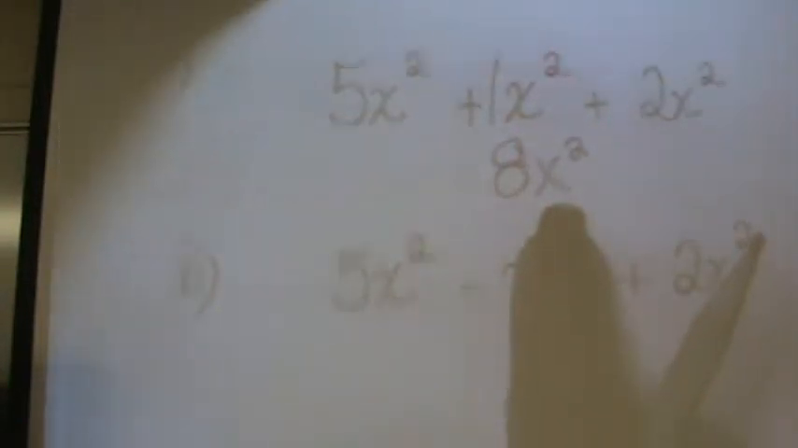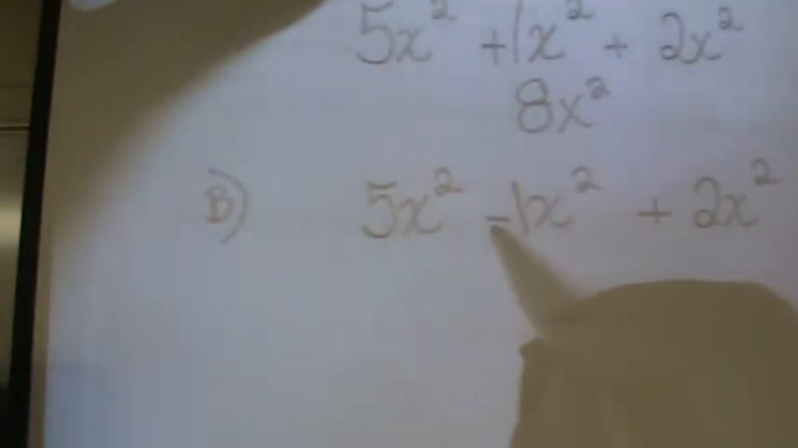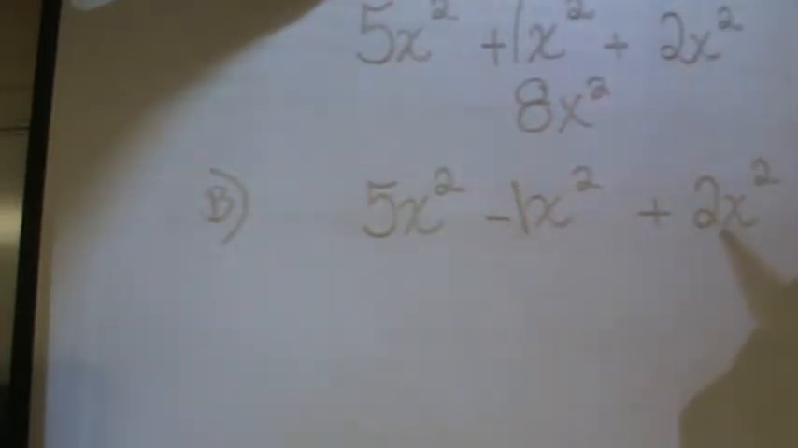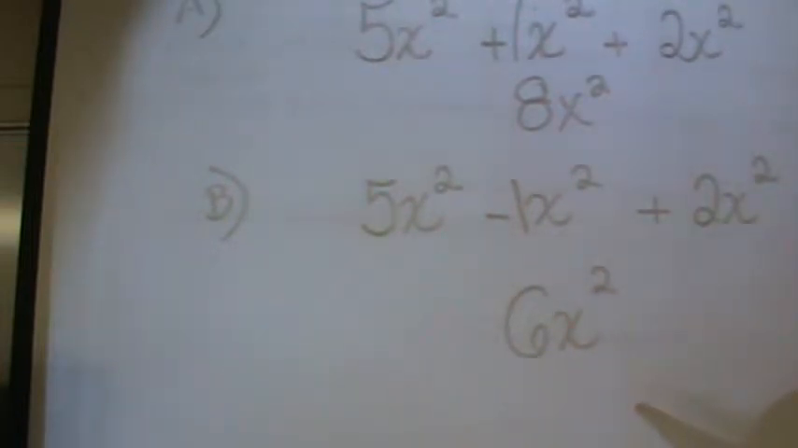Okay? Now, the only thing different about this one is instead of 5 plus 1x squared plus 2, it's 5 minus 1, which is 4, and 4 plus 2 is 6. So that's the only thing I wanted to show you on that one. Okay?